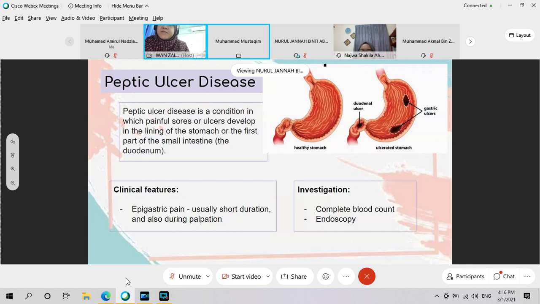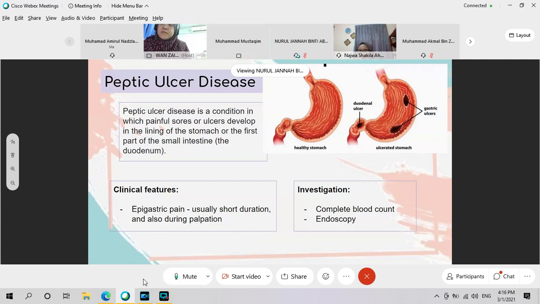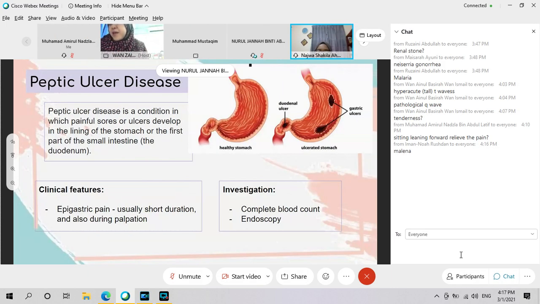Aggravating, relieving? Aggravating when lying down. Depends on the side of the ulcer, kan? Okay, contoh kalau gastric ulcer, what is the aggravating and relieving? Food intake. When they take food, they feel pain. When food intake, it cause pain. Betul?